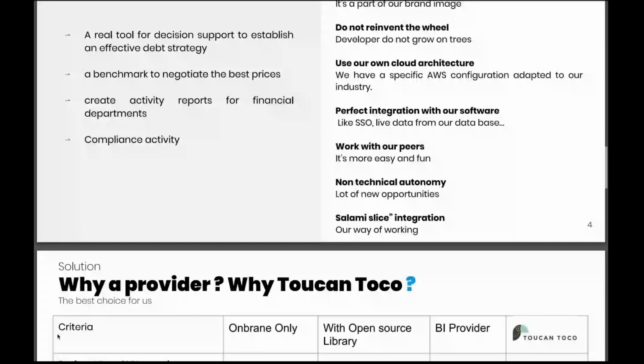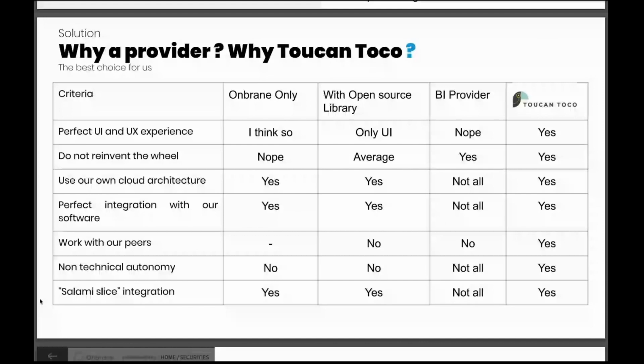So now that I have my main functionalities, I have to define if I want to develop all these data parts myself, or if we prefer to use an open source library, or if we want to use a BI, a business intelligence provider, or Toucan Toco. Of course, Toucan Toco was one of the BI providers at that time. So I just take my functionalities and make a little table with that. So basically, a perfect UI and UX experience.